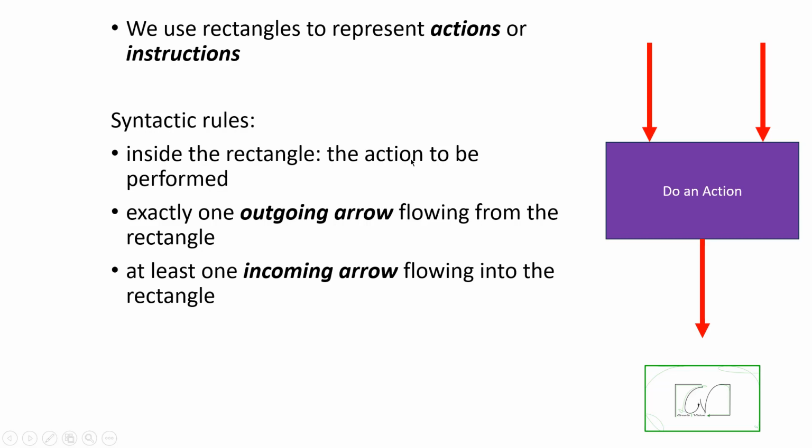Inside the rectangles, the action can be performed. There is exactly one outgoing arrow coming from the rectangle, and at least one, or two, or as many incoming arrows as needed. But the main rule is that the outgoing arrow is usually one.